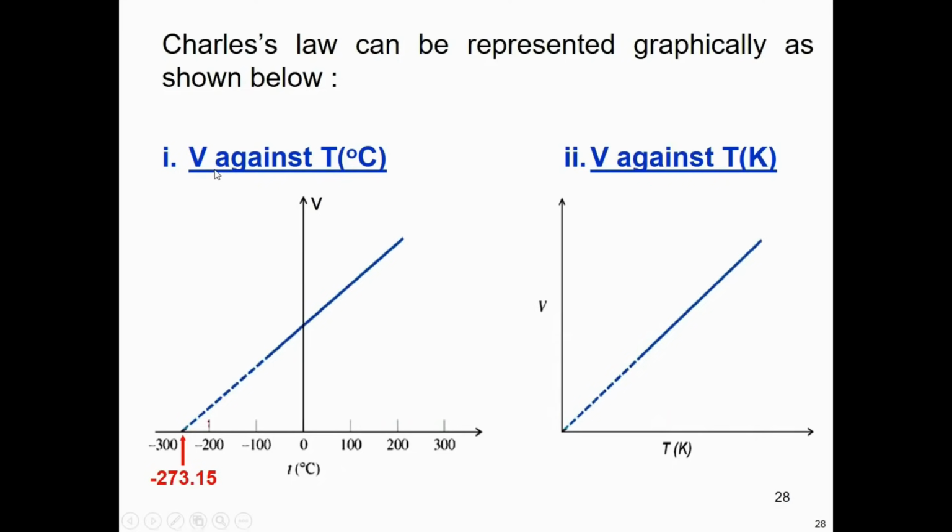So if we plot volume against temperature, we will obtain a straight line graph with positive gradient, but the x-intercept will be slightly on the left, which is at negative 273.15. But if we plot volume against temperature in Kelvin, we will have the intercept at 0.